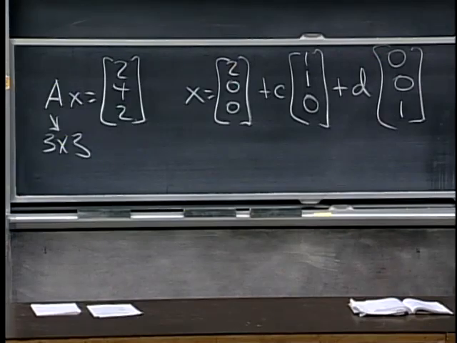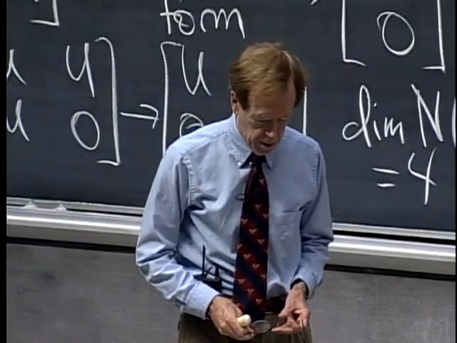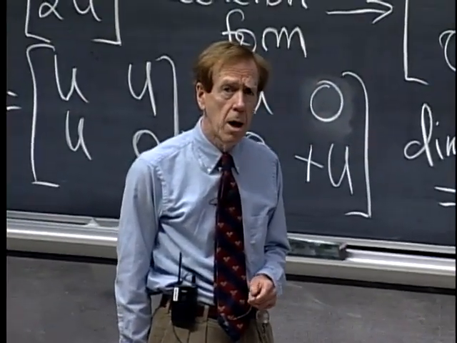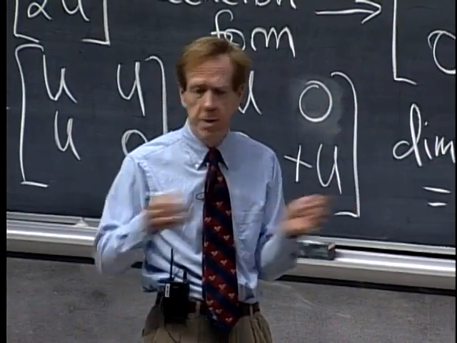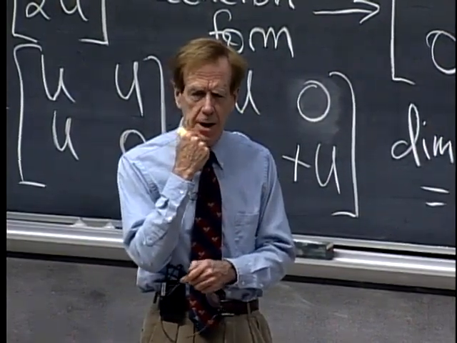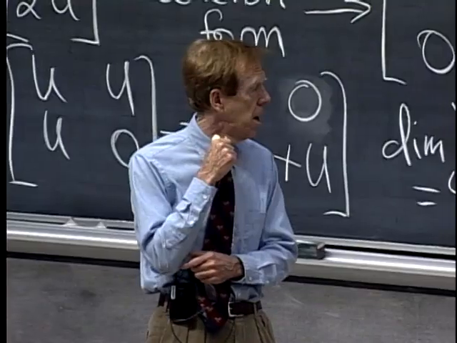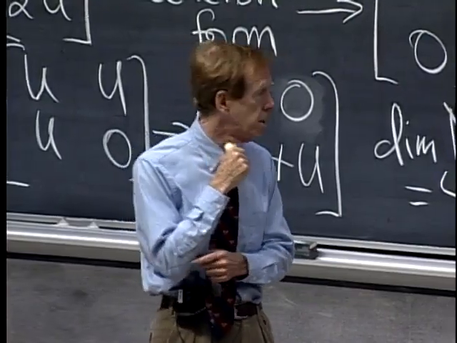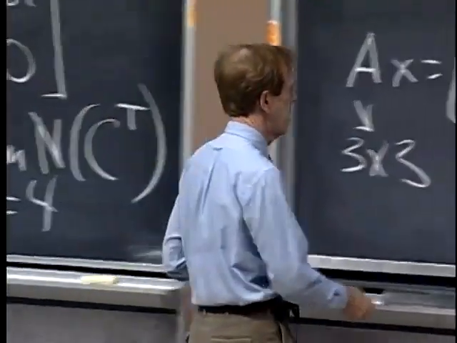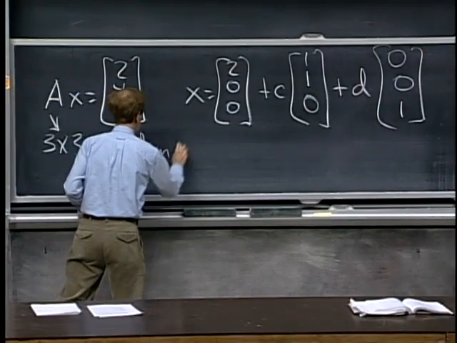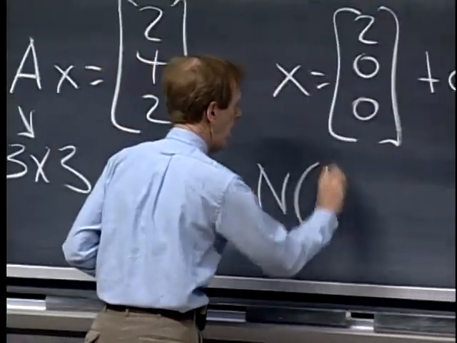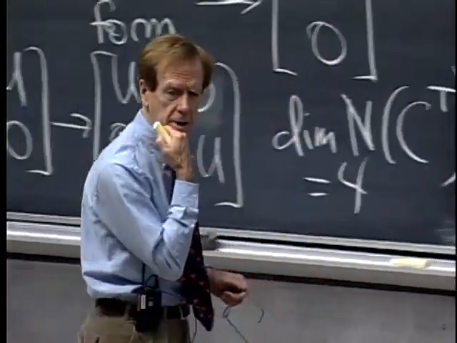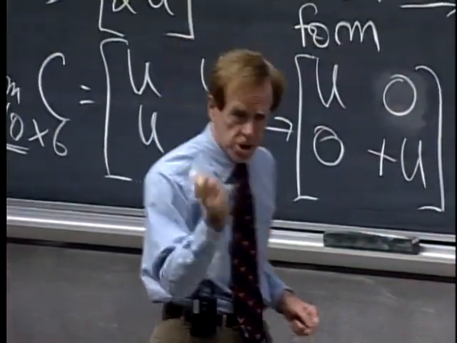And what's its rank? Its rank? Tell me something about its null space. I heard the right answer for the rank. The rank is 1 in this case. Why? Because the dimension of the null space of A, from knowing that that's the complete solution, is 2.